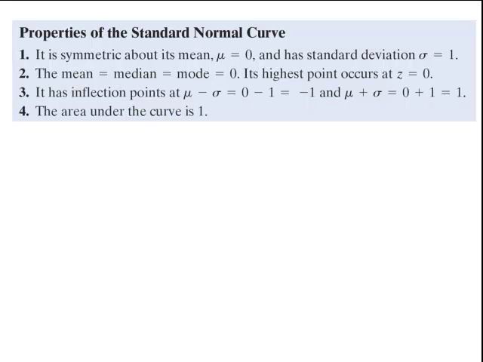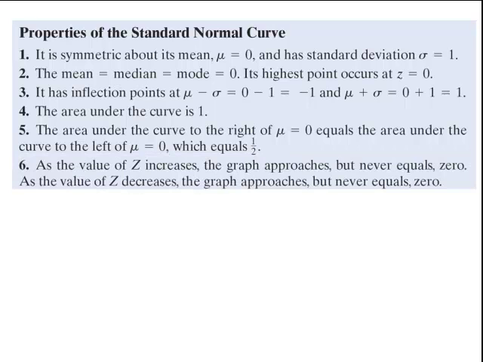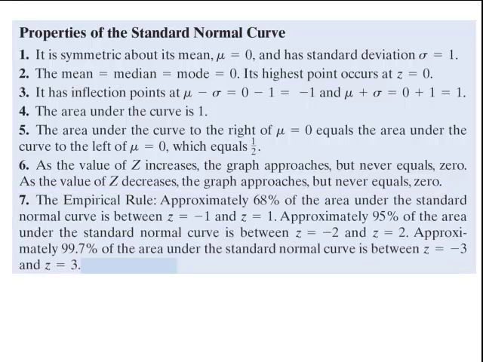The area under the curve is 1. The area under the curve to the right of mu equals 0 equals the area under the curve to the left of mu equals 0, which is equal to 1/2. As the value of z increases, the graph approaches, but never equals 0. As the value of z decreases, the graph approaches, but never equals 0.